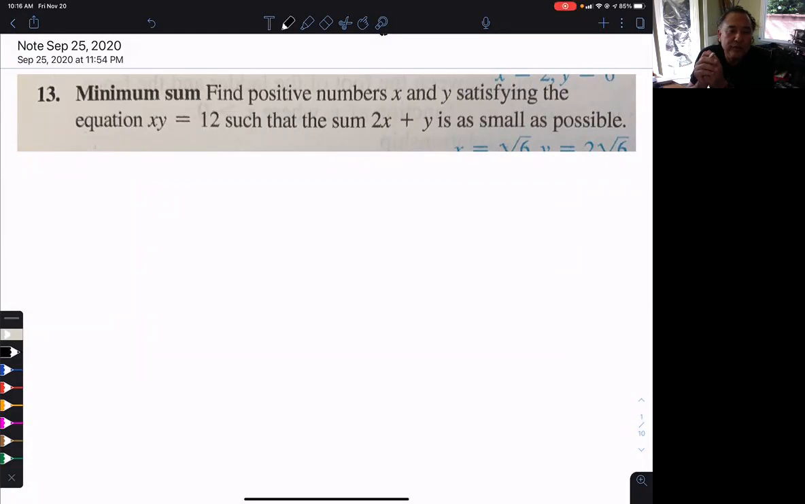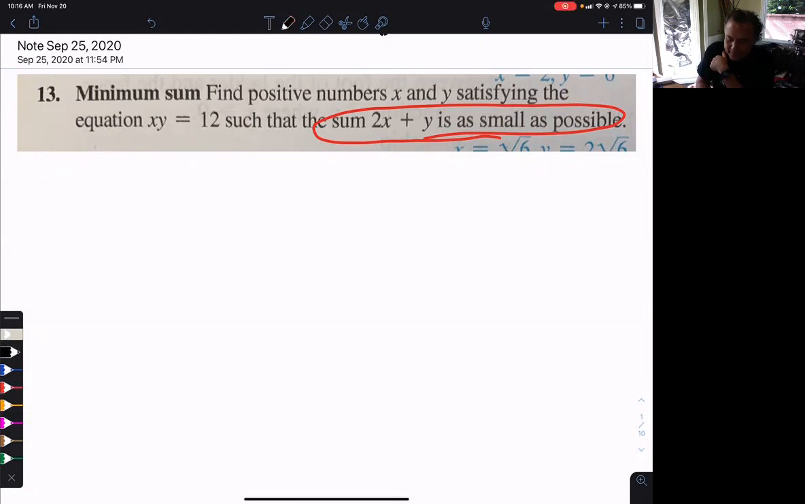Then you learned a new secret. If you have one relative extrema on a continuous function, then it's also an absolute extrema. So those are the two methods we're going to use. So looking at this question, what are we trying to find? We're trying to make this sum as small as possible. In other words, we're trying to minimize that sum.